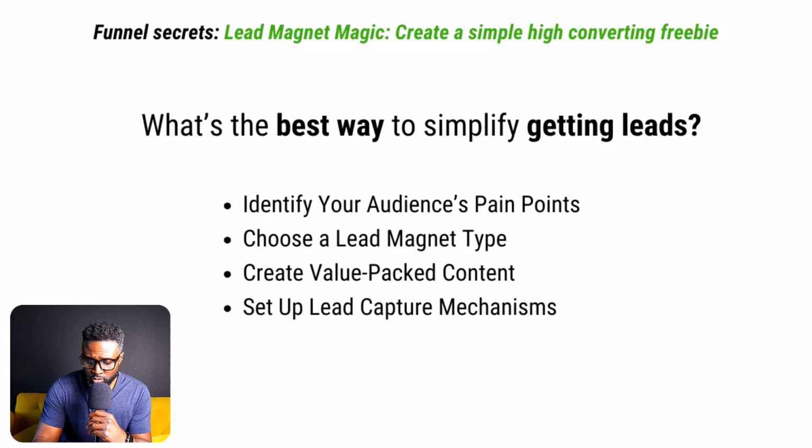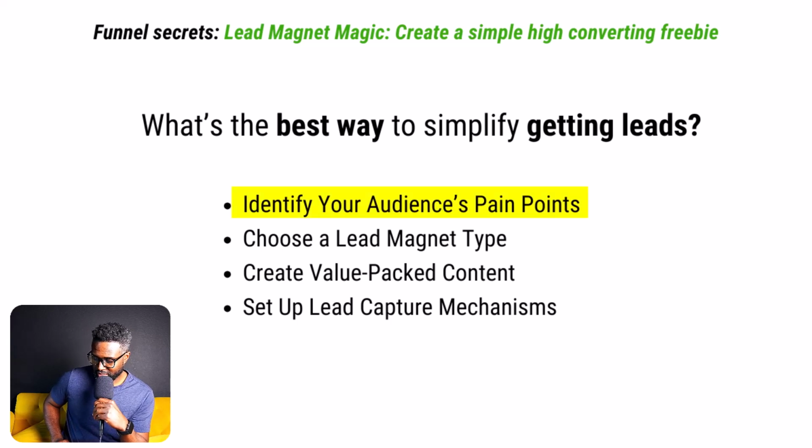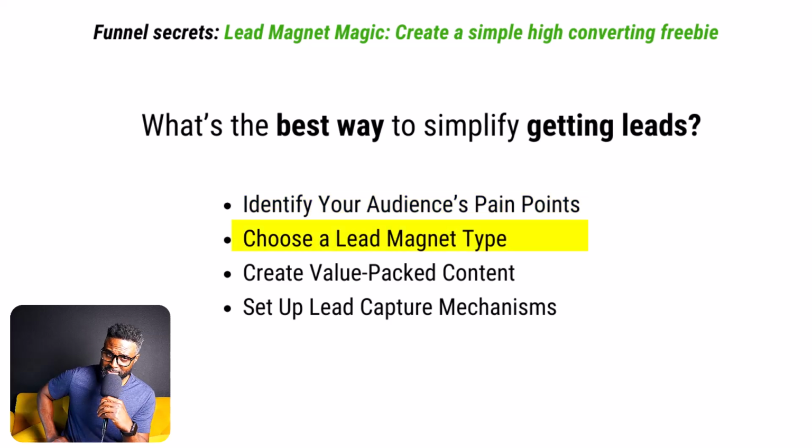And how do we do that? Well, I'll answer that in the next few minutes, but these are the 4 things that you need to figure out. 1, you need to identify your audience's pain points. You need to choose a lead magnet type. I'm going to show you how to create value-packed content. There's a specific strategy I have, and how to set up lead capture mechanisms. We'll talk about all 4 of those things.